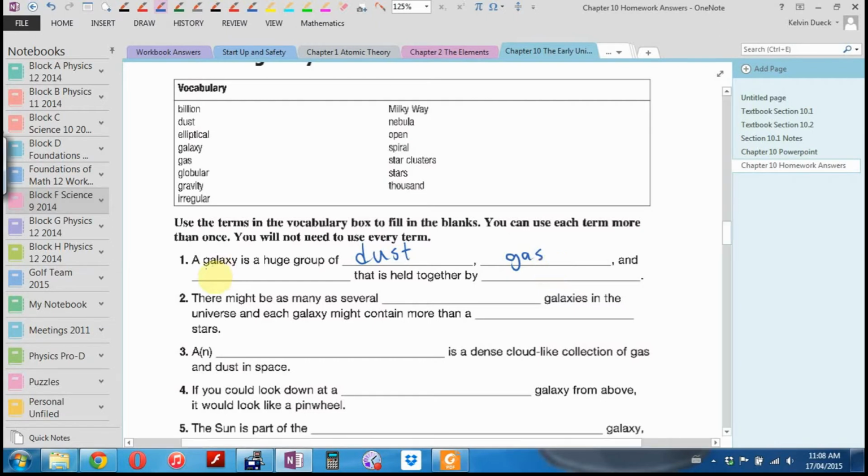You know what? Galaxies also have stars. Sure. A galaxy is a huge group of dust, gas, and stars. What I really want you to know is what holds galaxies together. Begins with a G.